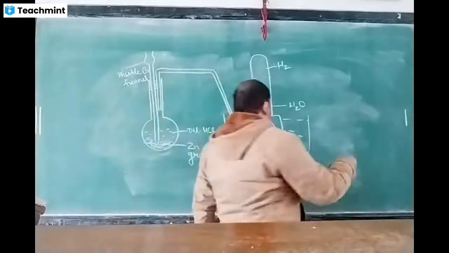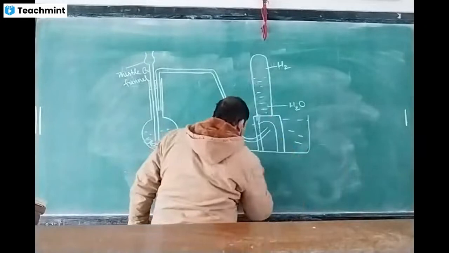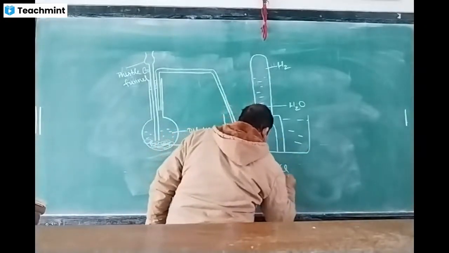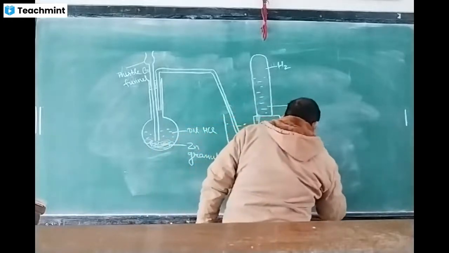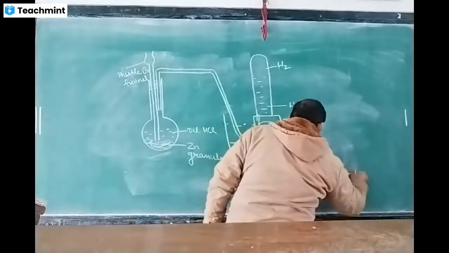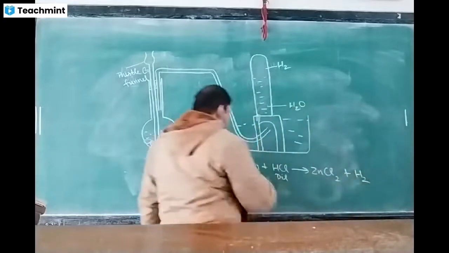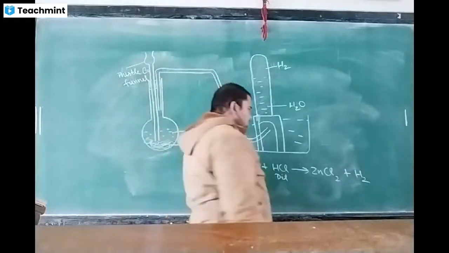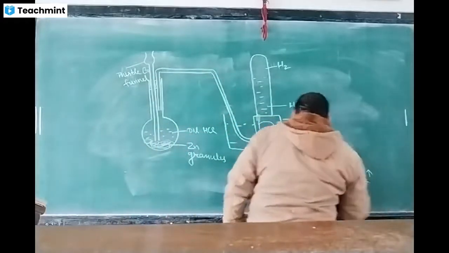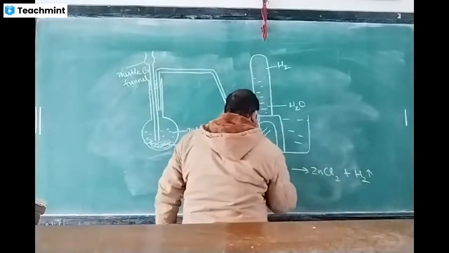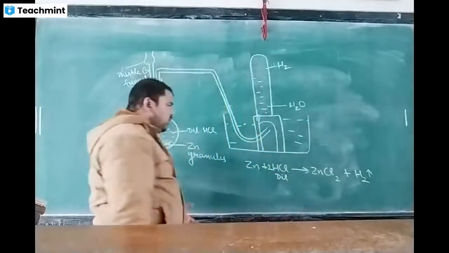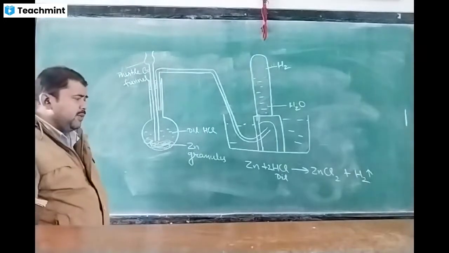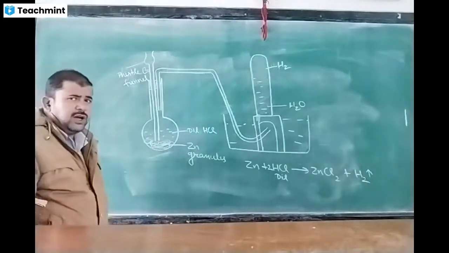We know that when zinc reacts with dilute HCl, we get zinc chloride plus hydrogen gas. And when zinc reacts with dilute H2SO4, we get zinc sulfate plus hydrogen gas. So any one acid from these we can take for the laboratory preparation of hydrogen.